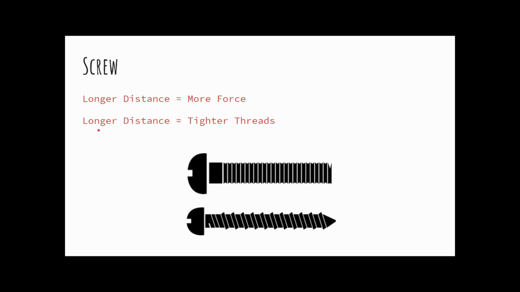Now, because the inclined plane is wrapped around the cylinder, the longer distance actually shows itself with tighter threads. So if you see that the threads are closer together, and you can see the spacing here, that's a longer distance. That is giving you more force. So between these two types of bolts here, or screws, this one has a much wider gap than this one. So the top screw is the one that is going to increase the force more. And that is our last simple machine.